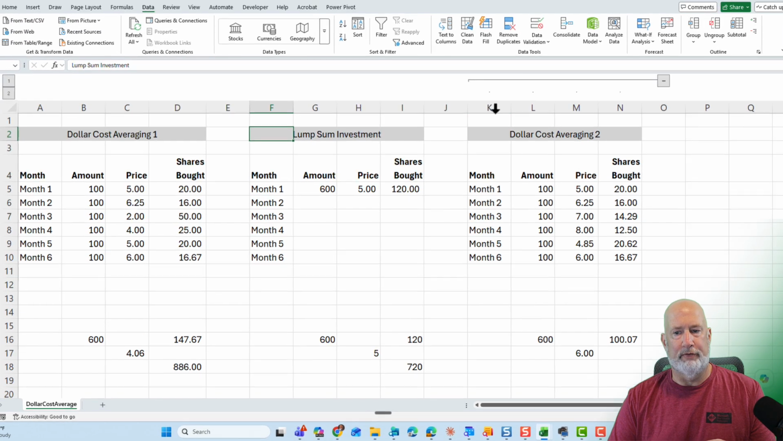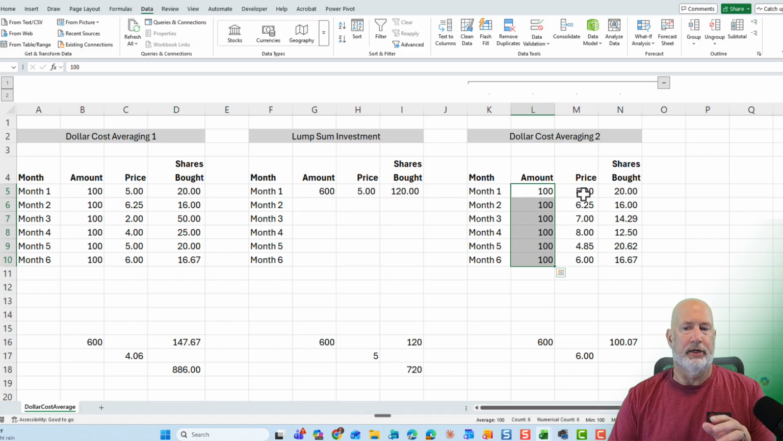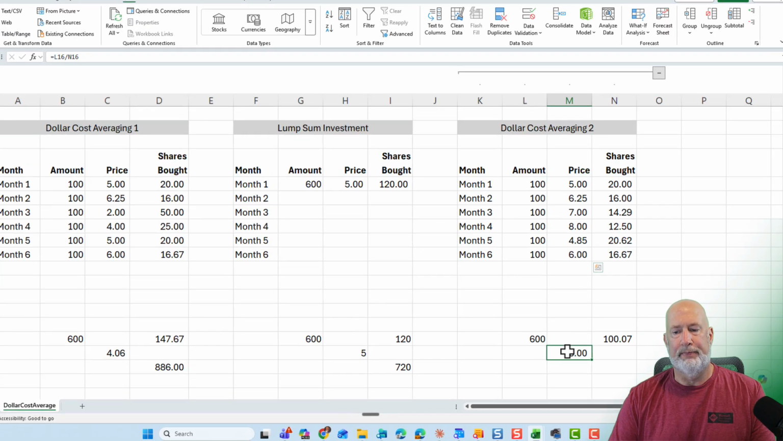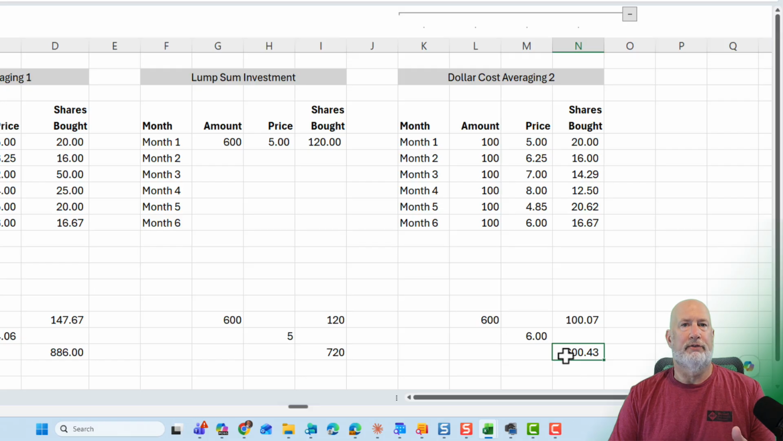I have thrown it over here in the third column that I had hidden. Same example here. This is dollar cost averaging example 2, actually. I didn't mean to say lump sum. There's the 100, but notice the share prices are different than they are over in example 1 over to the far left. So in this example, we would end up with 100.07 times the $6. So $600.43 versus the 720. So in this example, number 2 for dollar cost averaging, it came out to be less than the lump sum.